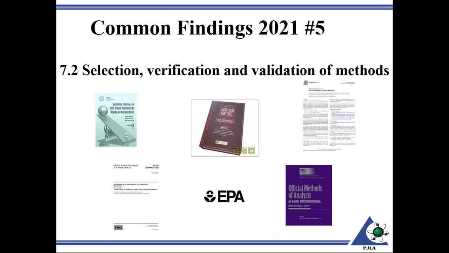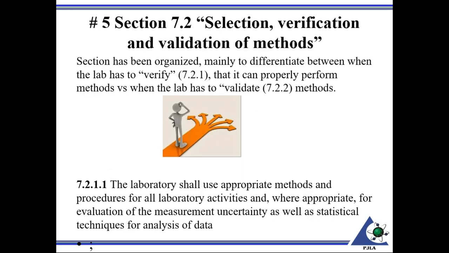All right, moving along, number five, which was methods: selection, verification, and validation of methods. So here, these could be external methods. We're talking about external documents. It could be your internal, your laboratory developed procedure that you may be utilizing. So this section has been organized mainly to differentiate between when a lab has to verify and when it has to validate. So one thing right off the bat, you have to use appropriate methods.